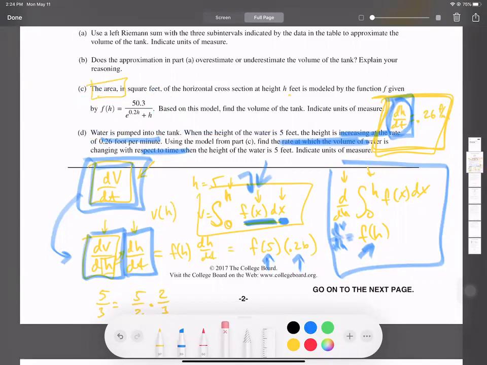Is f of 5 6.5? F of 5 is, they told me it's going to be 1, no, actually not. Oh, f of 5, you would plug it into the equation on top, the 50.3 divided by e, got it. And because the height would be 5, we just plug that in there.